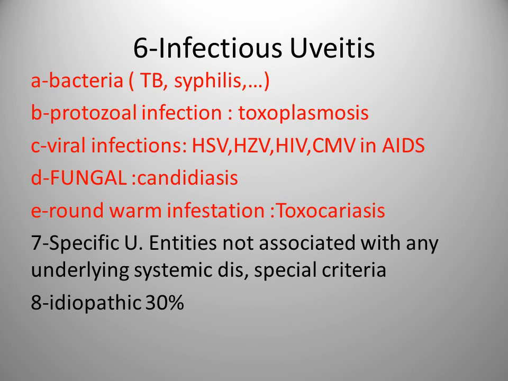Number 6, infectious uveitis. Let us make A, bacteria, and the commonest are tuberculosis and syphilis. TB with syphilis are regarded as the big artists, meaning the big actors. They can mimic any type of intraocular inflammation, especially TB. So it can present acute, it can present chronic, it may be granulomatous, it may be non-granulomatous, it may come anterior or posterior. So they have wide different types of presentations.